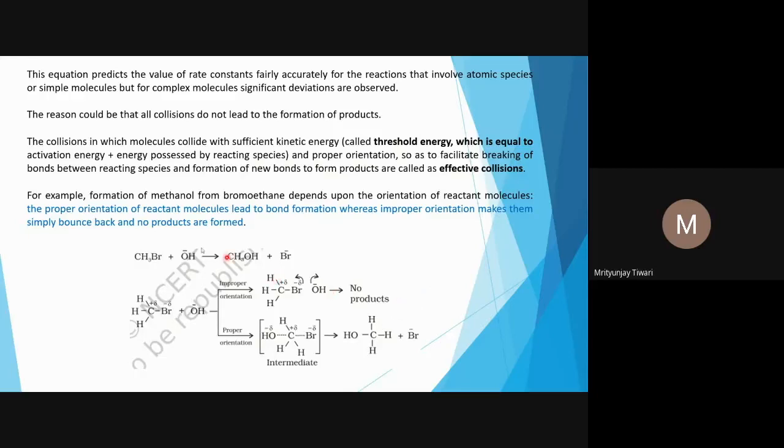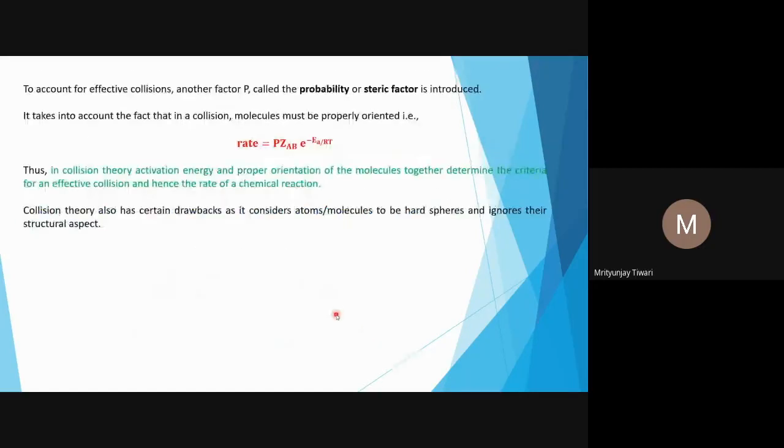And that is how we see the effective collision. The proper orientation of reactant molecules leads to bond formation. The proper orientation is important. It leads to bond formation, whereas an improper orientation makes them simply bounce back and no products are formed. So even with very high energy, if it collides improperly, it will bounce back. But if it collides in proper orientation, even with slightly lower energy, it will form the bond, this bond will be broken, and the product will be formed.